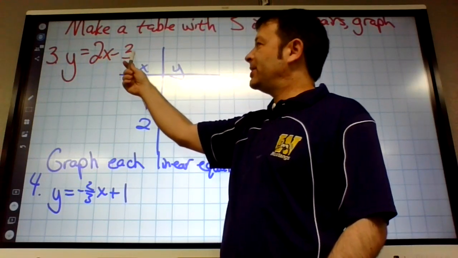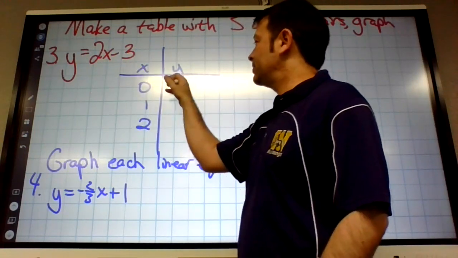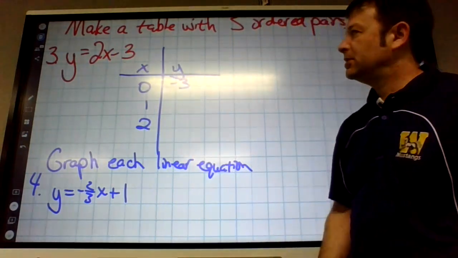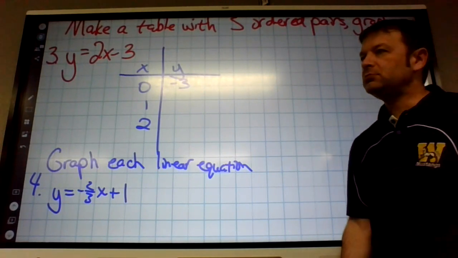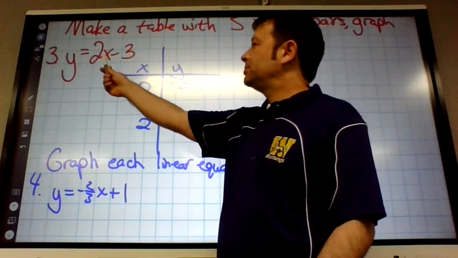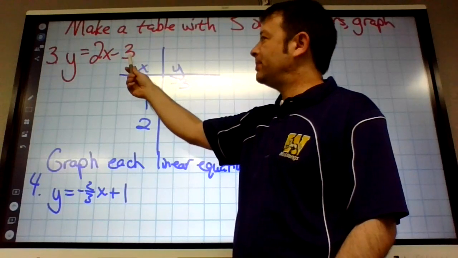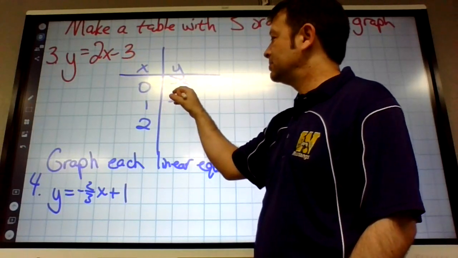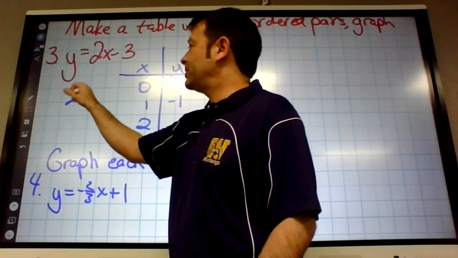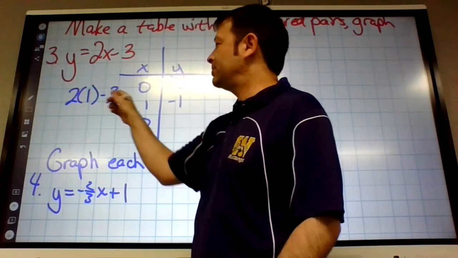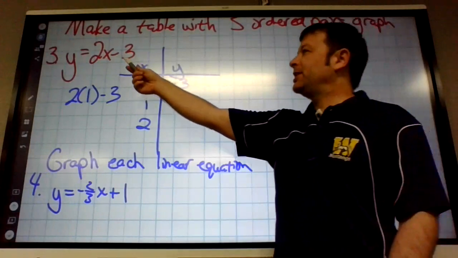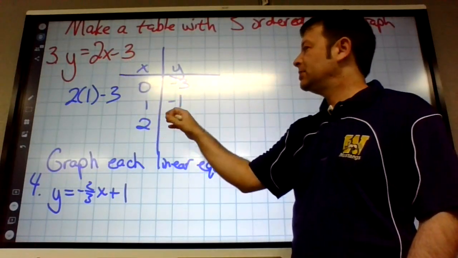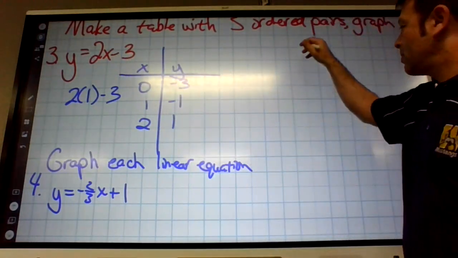-3. 2 times 0 minus 3, y would equal -3. If x is 1, what would y be? 2 times 1 minus 3 is -1. You just plug it in. Y would equal -1. Plug in 2. What's 2 times 2 minus 3? +1.